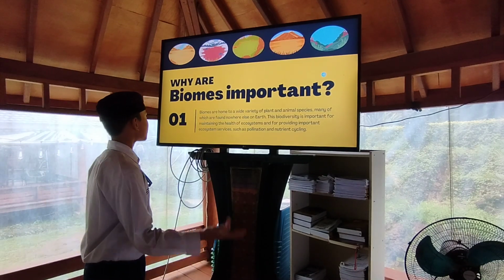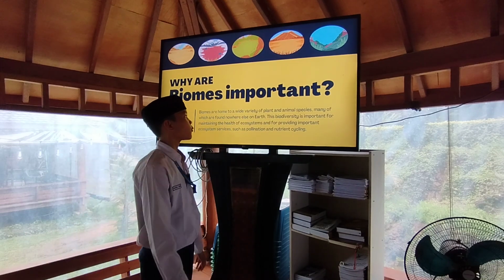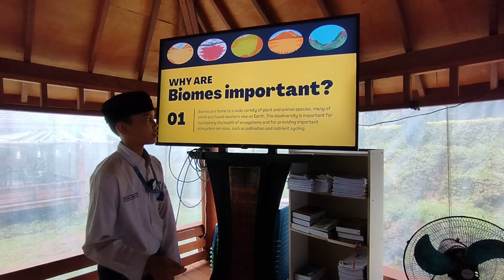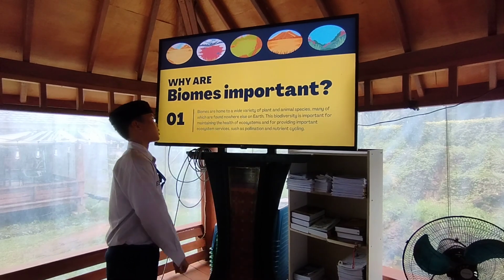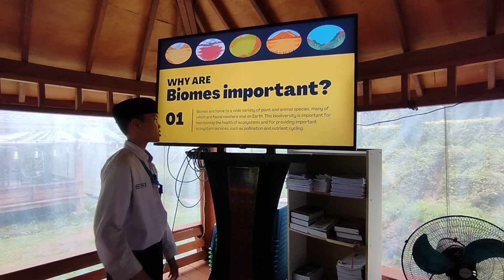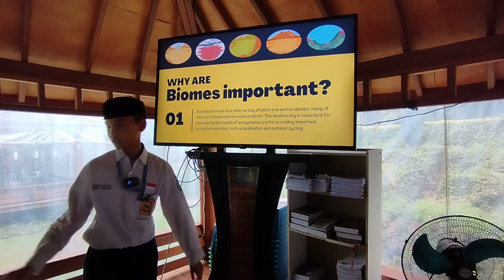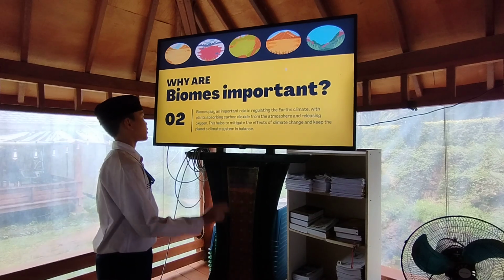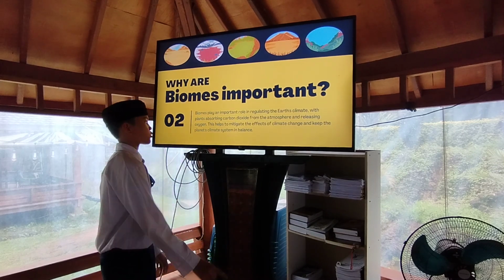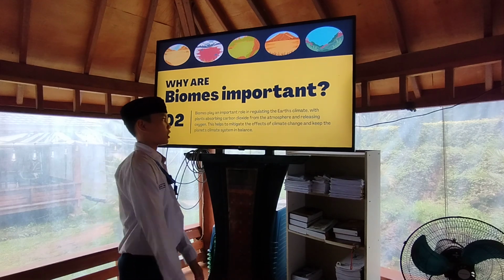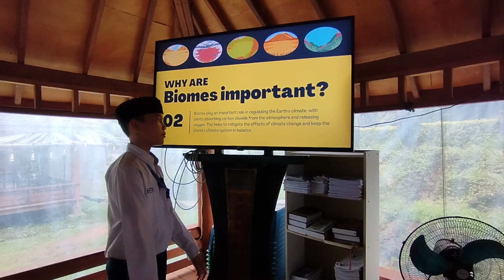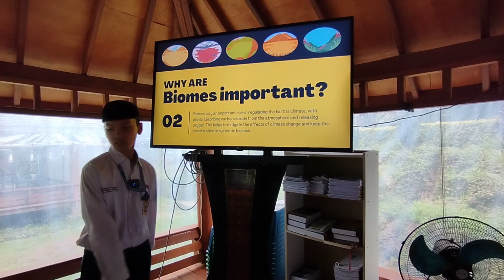So, why are biomes important? Number one, biomes are home to a wide variety of plant and animal species, many of which are found nowhere else on Earth. This biodiversity is important for maintaining the health of ecosystems and for providing important ecosystem services such as pollination and nutrient cycling. Number two, biomes play an important role in regulating the Earth's climate, with plants absorbing carbon dioxide from the atmosphere and releasing oxygen. This helps to mitigate the effects of climate change and keep the planet's climate system in balance.